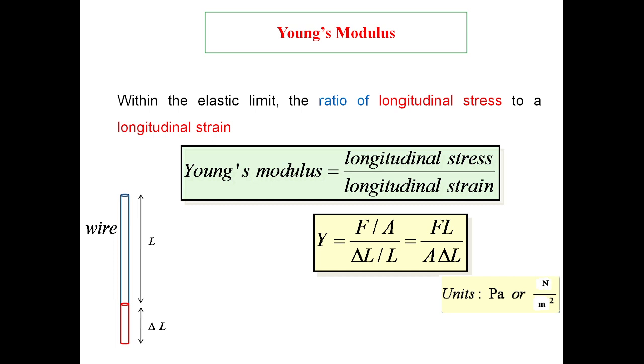Young's modulus. Within the elastic limit, it is the ratio of the longitudinal stress to the longitudinal strain. Young's modulus is equal to longitudinal stress by longitudinal strain, where L is the original length and del L is the change in length. Y is equal to stress, which is force acting per unit area, divided by the change in length by original length. Therefore, Y equals FL by A del L. Units are Pascal or Newton per meter square. For strain there is no unit.